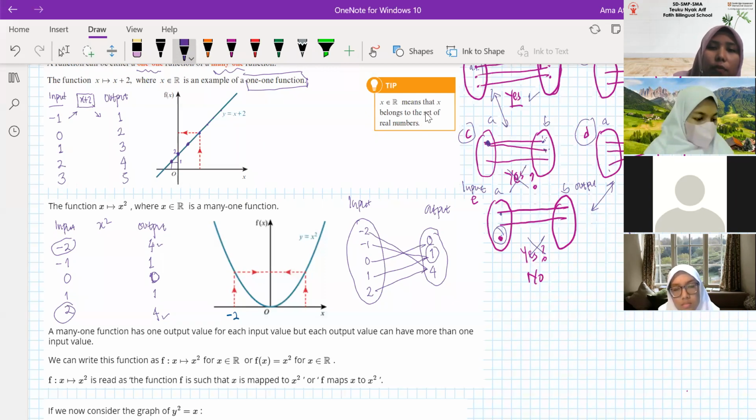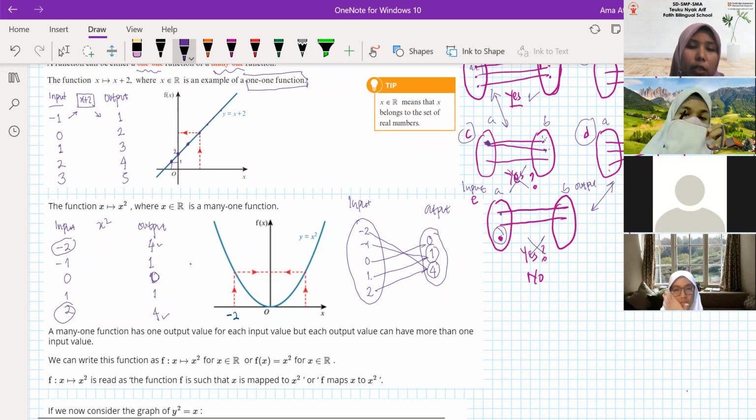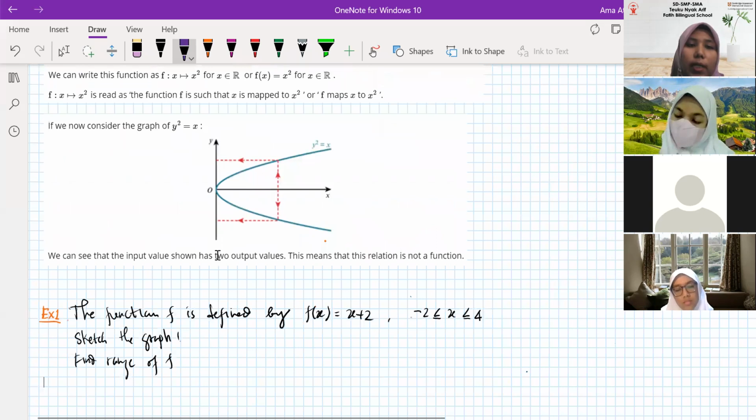One output here may have two inputs: negative one and one. And in this case also, it comes from the two inputs, which are negative 2 and 2, right? So this is what we call a many-to-one function. An example of this is the quadratic.